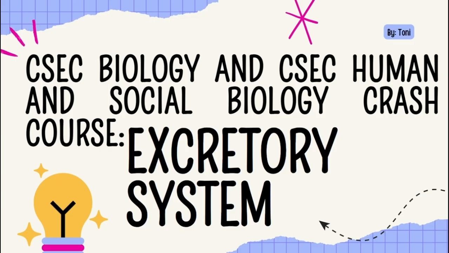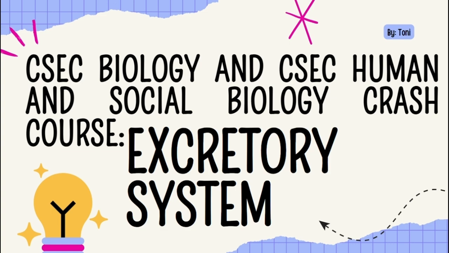So basically the excretory system is probably going to be one of the shortest systems, but we just go through the main points. So it's for both CSEC Biology as well as CSEC HSB, right? So it's basically the same thing, right? It's the same thing I need to know for both subjects.